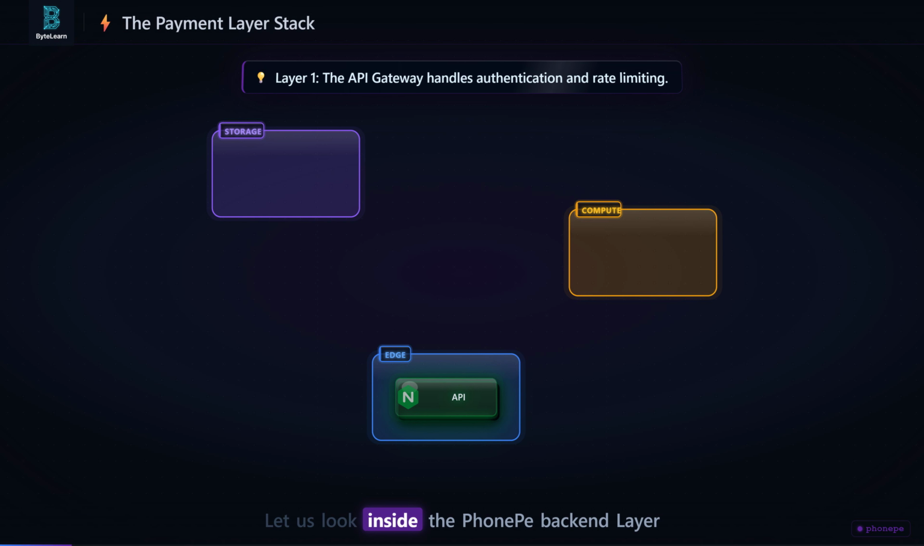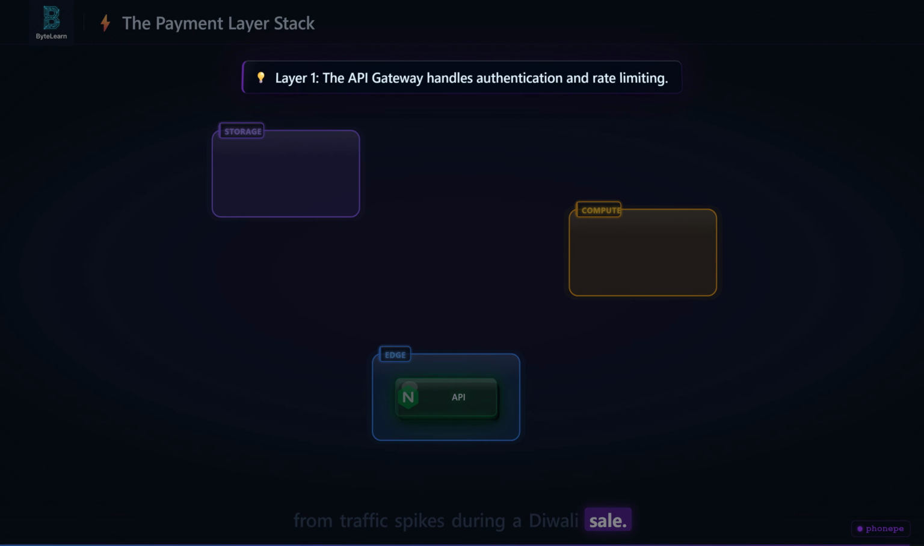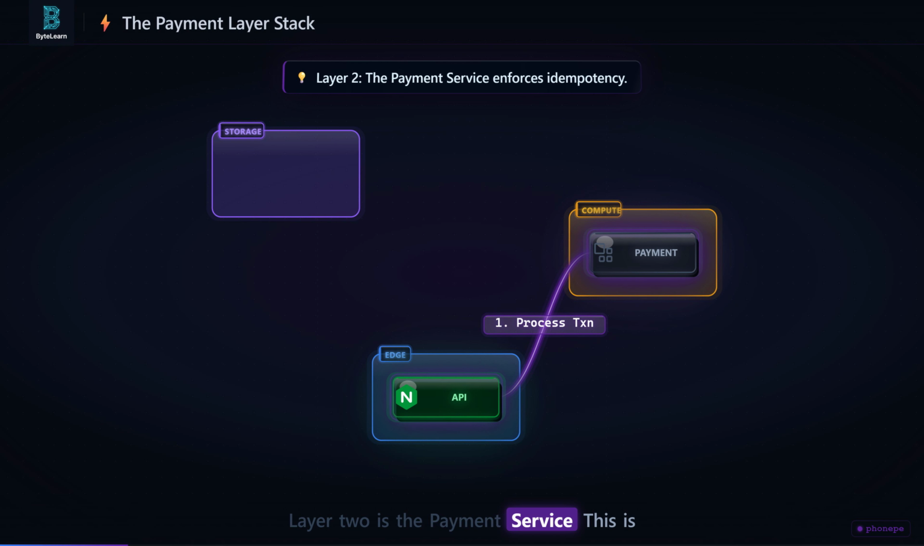Let us look inside the PhonePe backend. Layer 1 is the API gateway. This handles authentication, UPI PIN validation tokens, and rate limiting. It protects the internal services from traffic spikes during a Diwali sale. Layer 2 is the payment service. This is the brain. It enforces idempotency, ensuring that a retried network request does not result in a double charge. It generates the unique transaction ID before talking to the outside world.